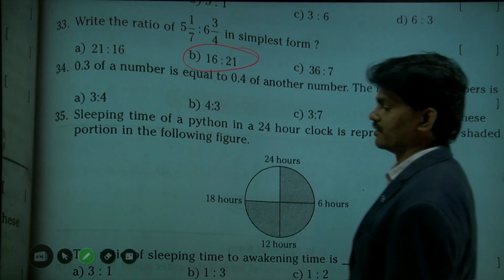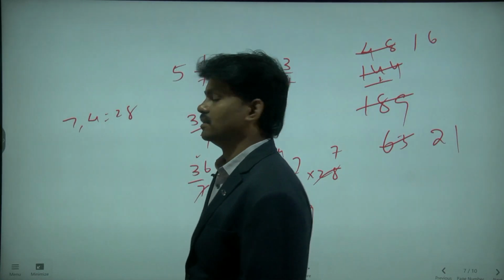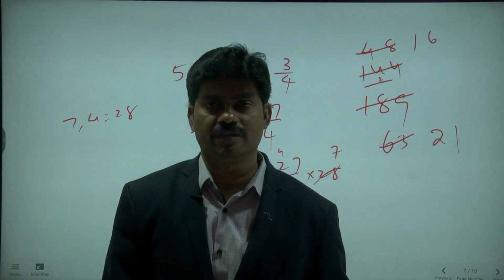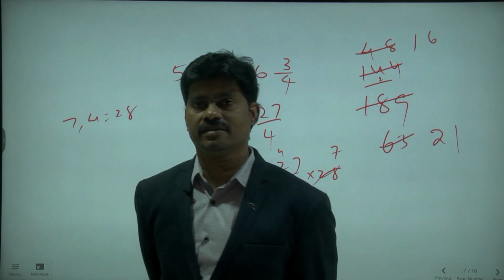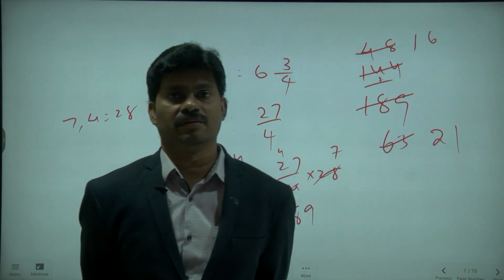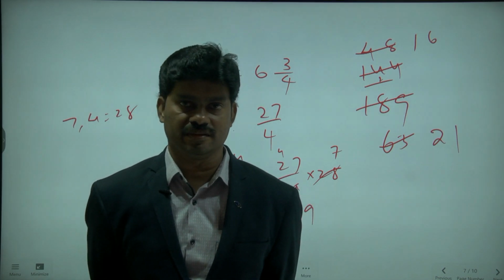Okay, so in this class we have discussed ratios and proportions introduction, types of ratios, duplicate, subduplicate, triplicate, subtriplicate, inverse ratios, and nearly 34 objective questions we have done, and we will continue the same topic in the next session. Okay, thank you.